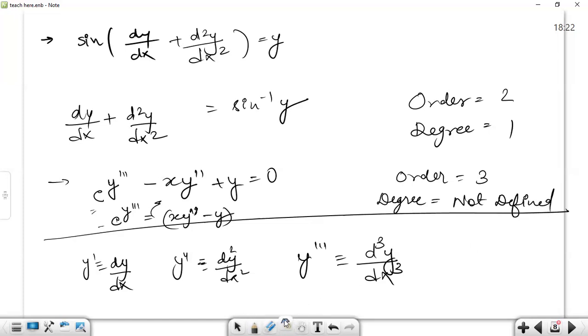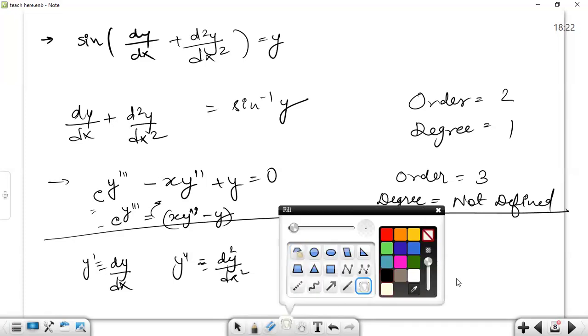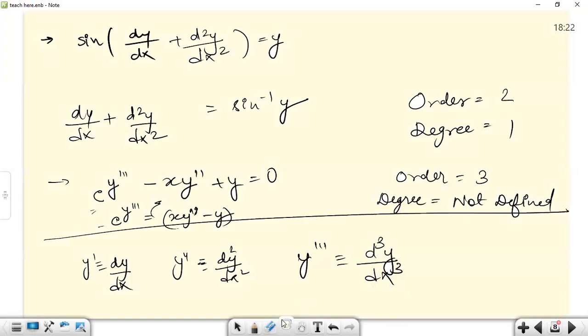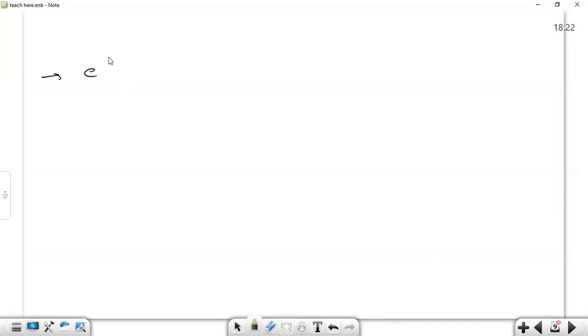Mm. So could you explain it once again because I couldn't understand it? Sure, sure. Okay, so taking once more, e raised to the power third order derivative of y minus x multiplied by double derivative of y plus y is equal to 0. So this was our differential equation. The order is basically the highest order derivative present in the differential equation. So here, this is just a variable, this is the second order derivative, and this is the third order derivative which is present. So order will be 3.